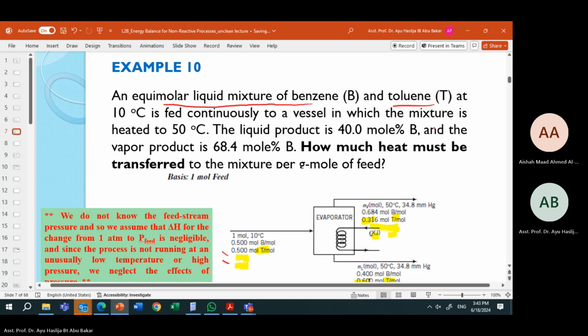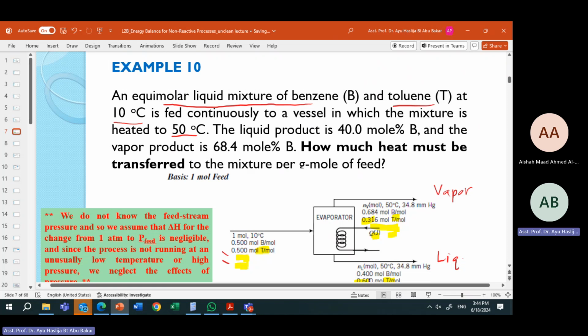Now, this process enters at 10 degrees C and is fed continuously to a vessel in which the mixture is heated to 50 degrees C. The liquid product is 40% B, and the vapor product is 68.4 mole% B. Meaning that you have two streams of product, one vapor and one liquid.